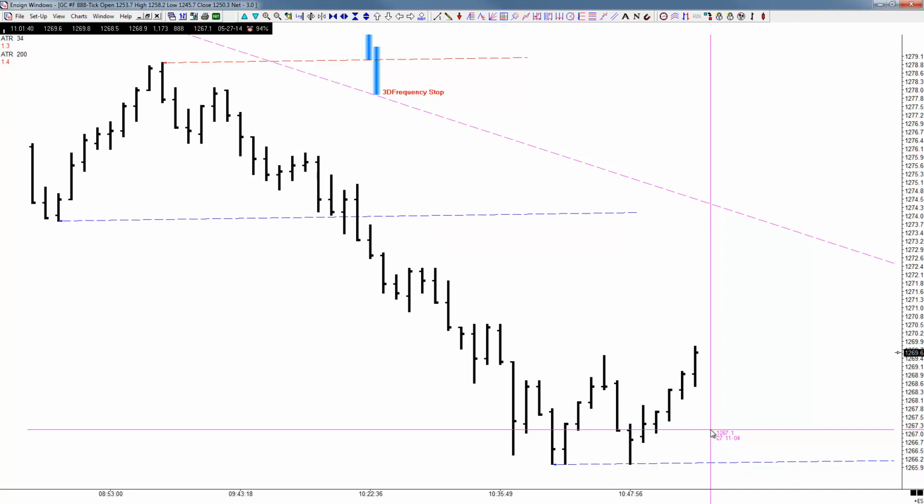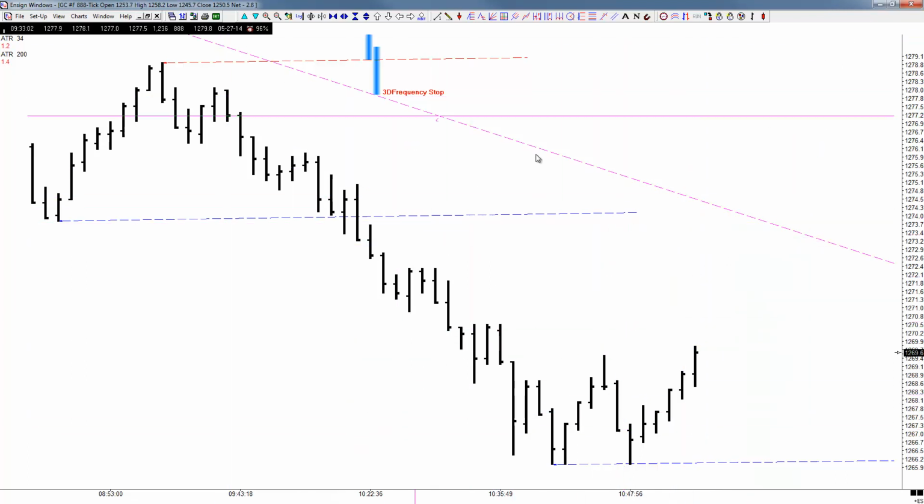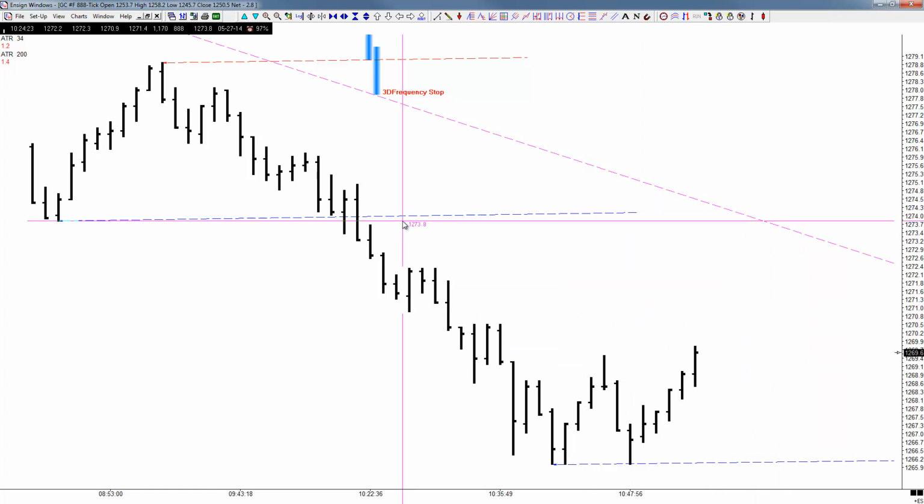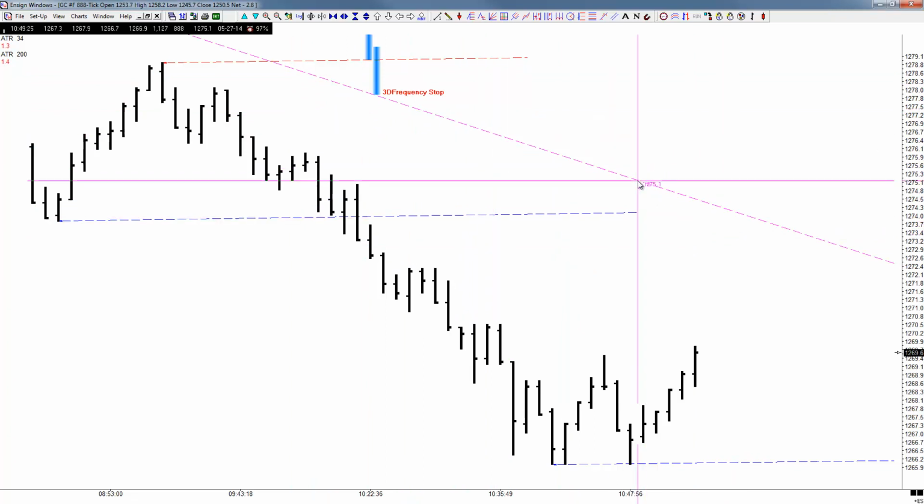I want to see price swing back. Okay, I'm fine with my frequency line. I want to see price swing back and see what that gives me. I want to use this frequency line until it no longer relates to price. The moment it no longer relates to price, I'll throw it away.